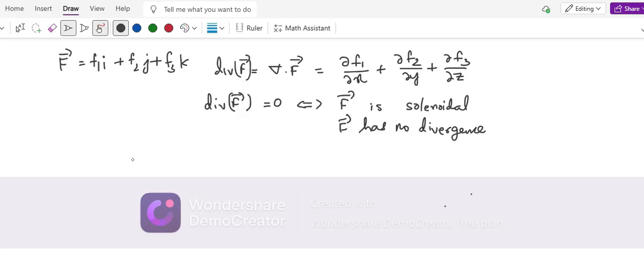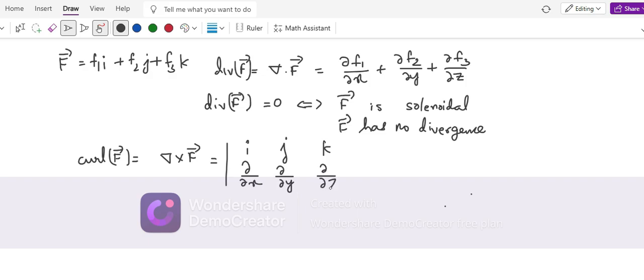Let me take the grad and calculate the cross product of that with the vector function, and that is known as curl. That is the curl of f, which is related to the rotation of the given vector function. It is given by the determinant of i, j, k; ∂/∂x, ∂/∂y, ∂/∂z; and f1, f2, f3. This is the curl of f.